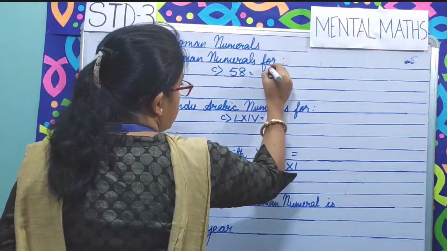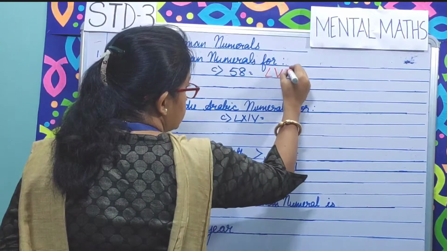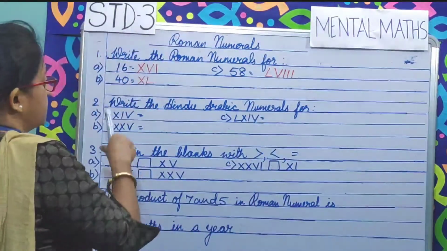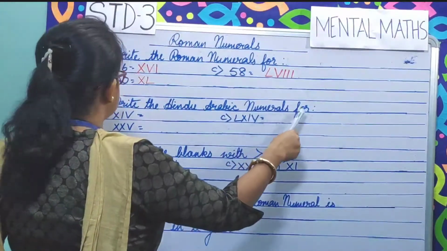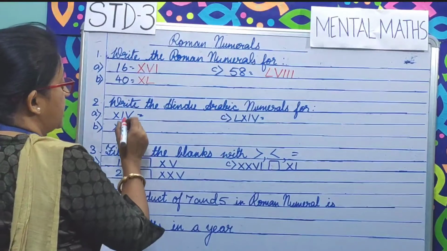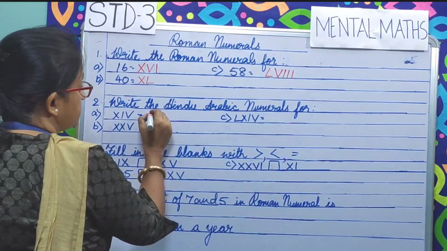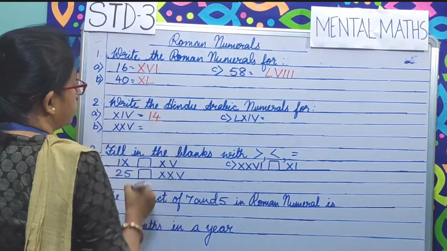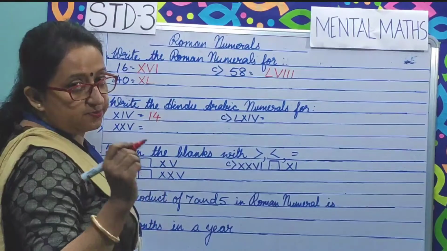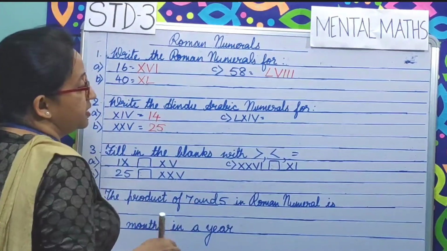58. L represents 50 plus 8. Write the Hindu Arabic numerals for XIV. X is 10. IV means 5 minus 1, that makes it 14. XXV. 10 plus 10 plus 5, that makes it 25.